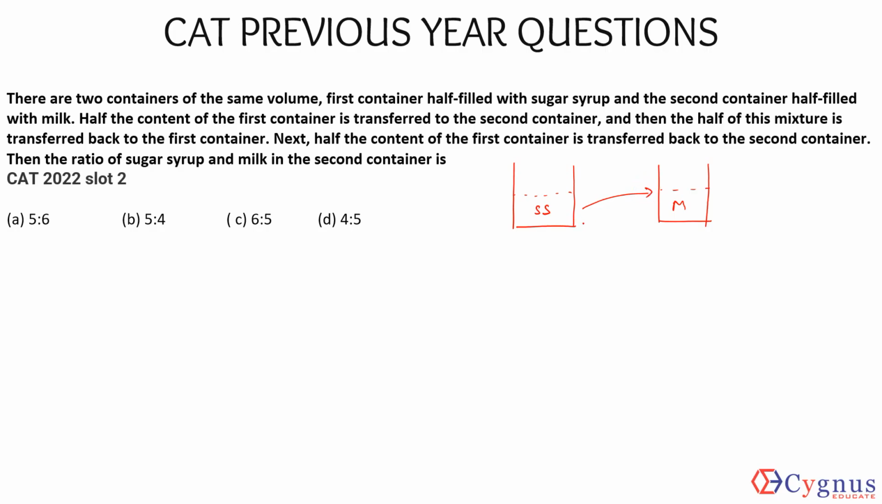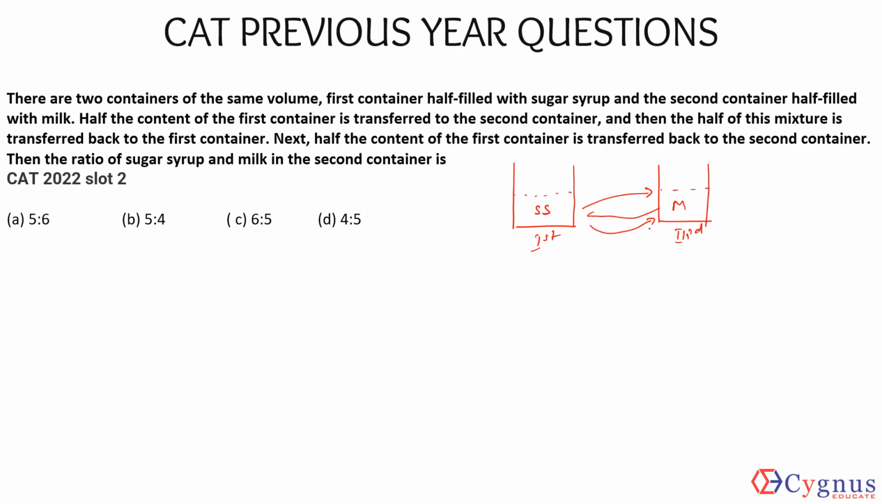Half the content of the first container is transferred to the second container. That means after the first transfer, this is the second container, this was the first container. We'll have some milk and some sugar syrup, and then half of this mixture is transferred back to the first container. Next, half the content of the first container is transferred back to the second container. Then the ratio of sugar syrup and milk in the second container is how much?